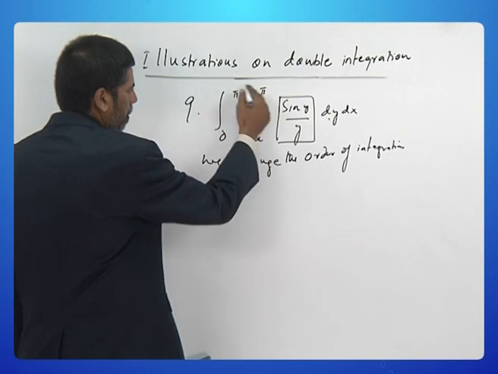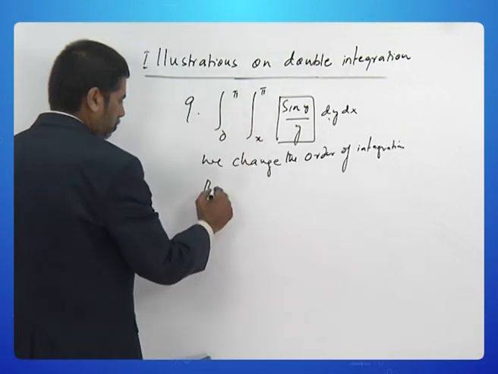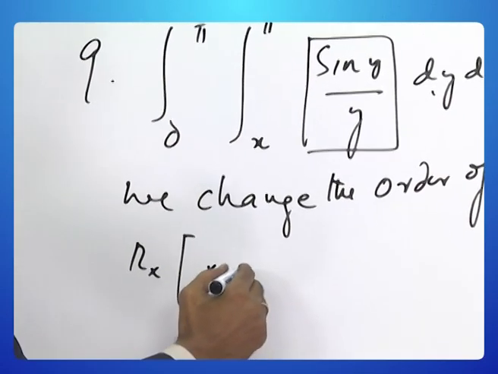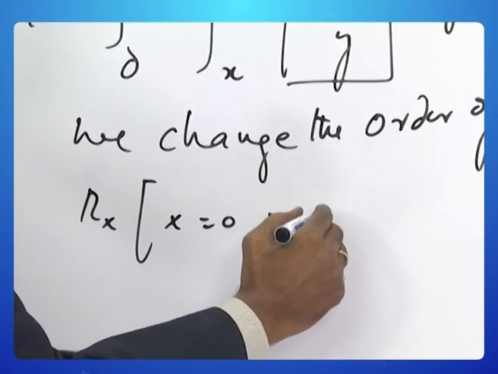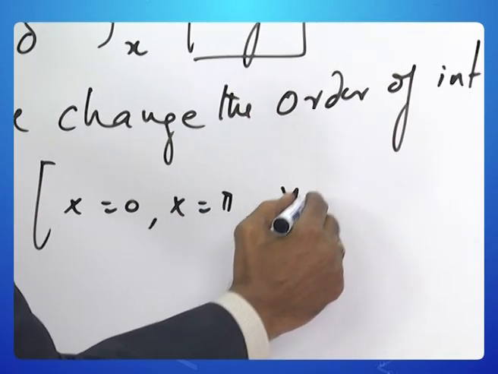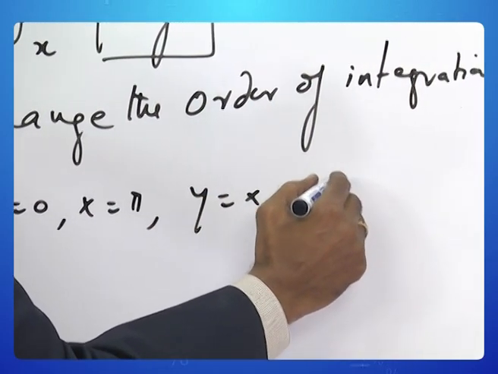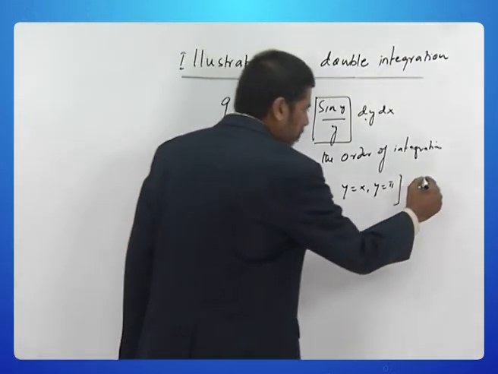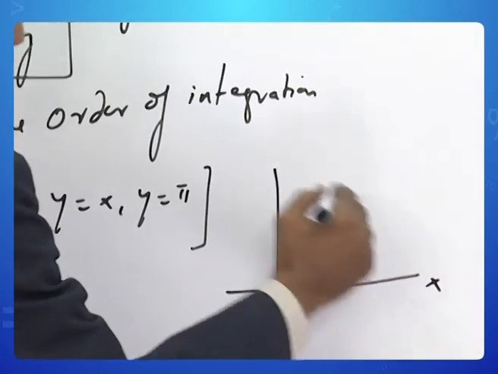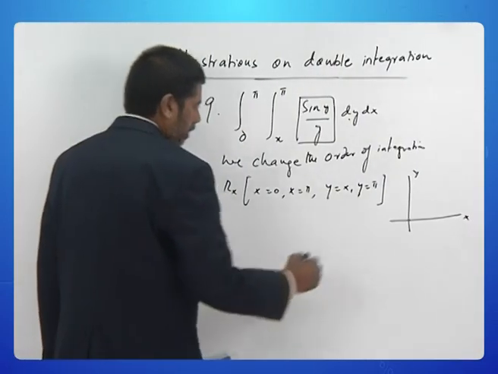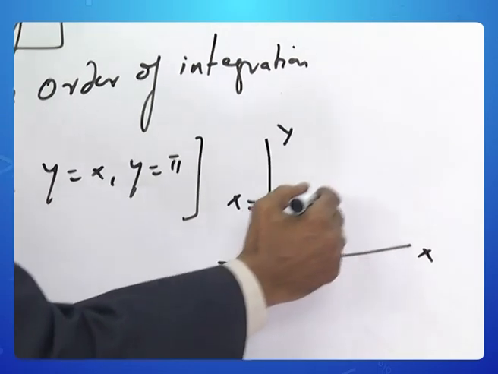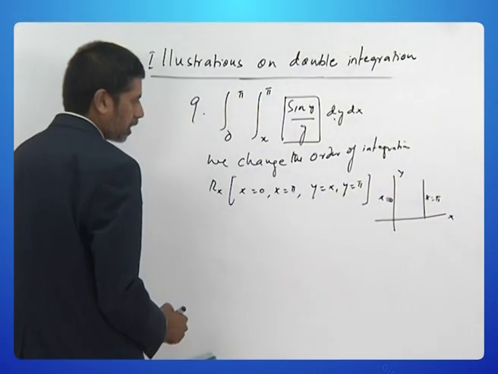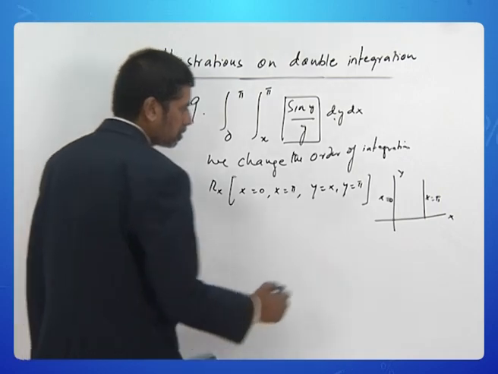So this is an Rx region because these are y limits, these must be x limits. x is equal to 0 to x is equal to pi, y is equal to x to y is equal to pi. So when you draw this region, x is equal to 0 is the y axis, x is equal to pi is a line parallel to the y axis.